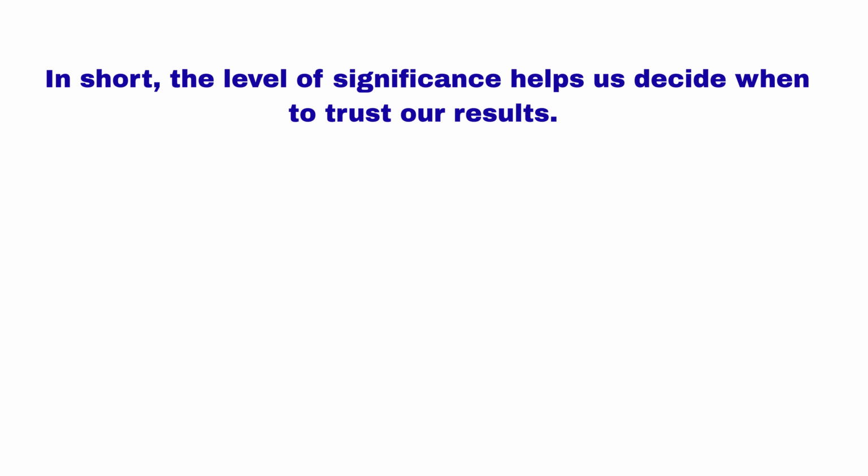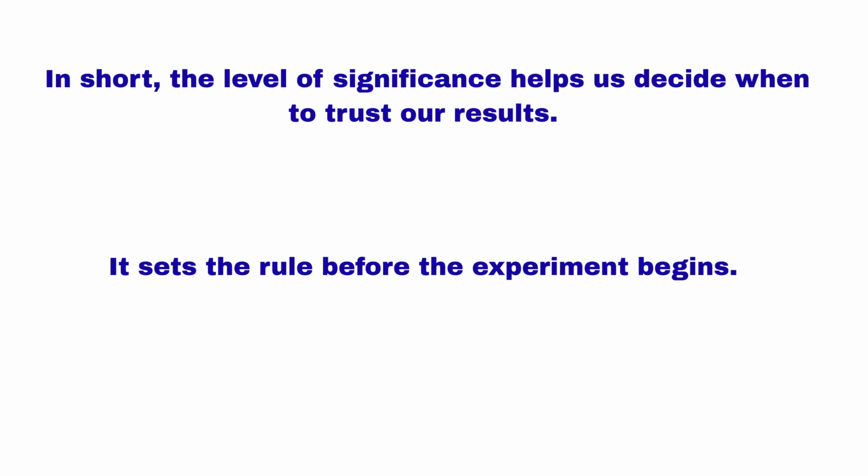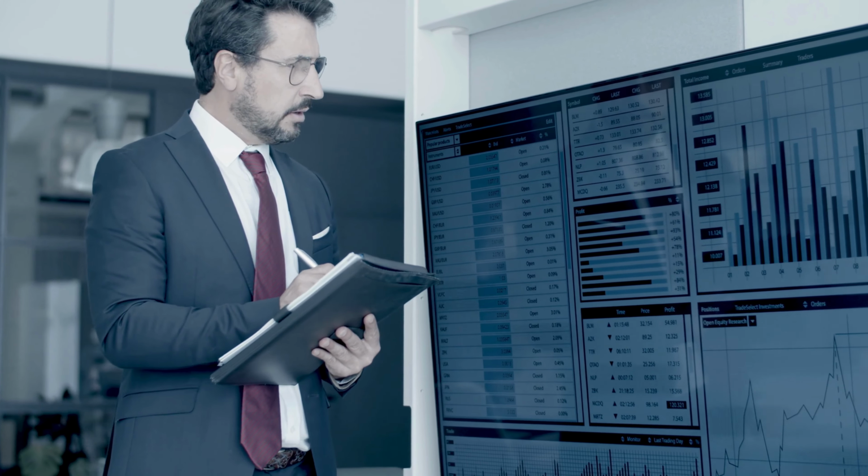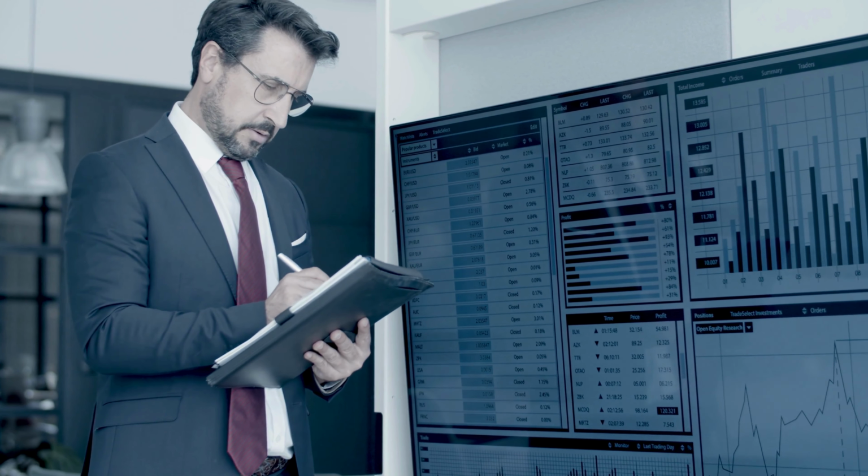In short, the level of significance helps us decide when to trust our results. It sets the rule before the experiment begins. For example, if we say our alpha is 0.05, we are saying, I will only believe the result if the chance of it happening randomly is less than 5%. This helps researchers make fair and consistent decisions instead of guessing.